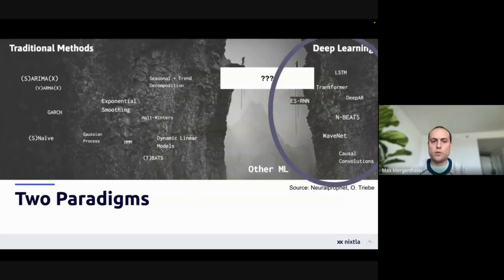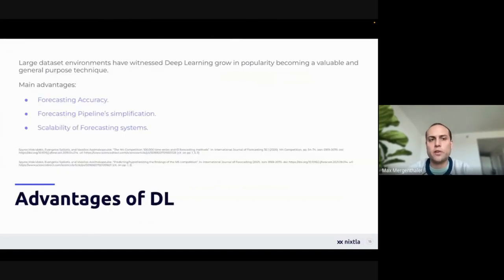On the other side, and this is why we are here, we wanted to talk about deep learning and how we are contributing to that specific part of the field. And there are certain advantages that practitioners have identified in the deep learning field. Some of the claimed advantages of this newer approach are indeed increased accuracy for certain tasks, but also a pipeline simplification in terms of being able to fit global models to many series instead of training local models for every unique combination of IDs and so on.